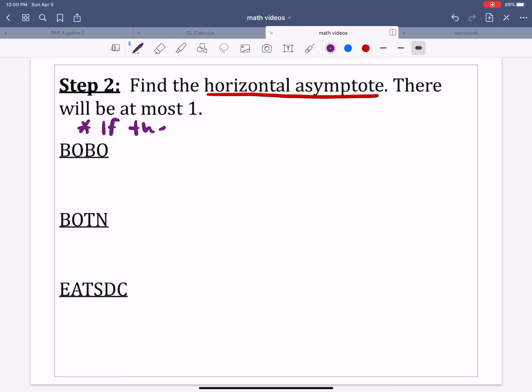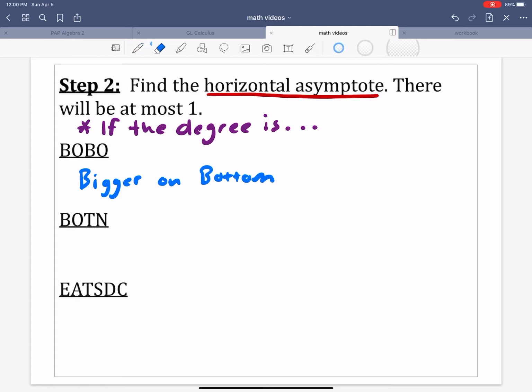So if the degree is BOBO, write this down, here's what BOBO stands for: bigger on bottom. That's what the BOB stands for. If the degree is bigger on bottom, then your horizontal asymptote is 0. Bigger on bottom, 0, is what you would remember.